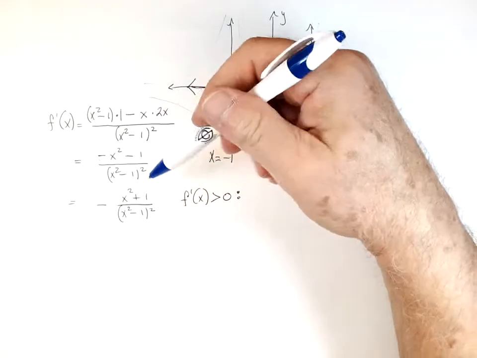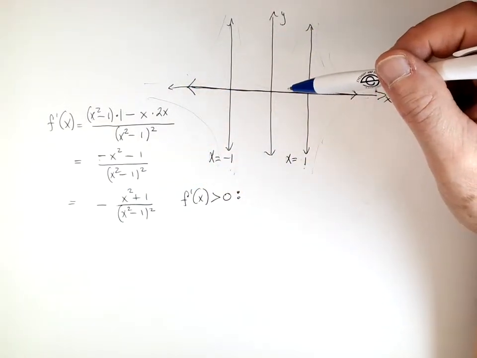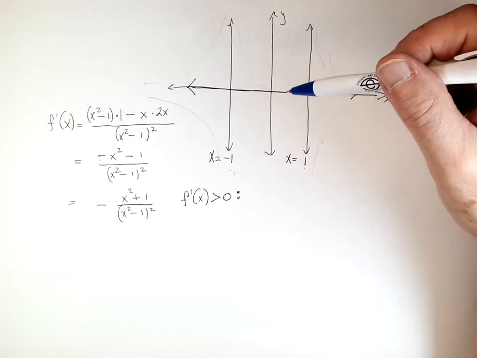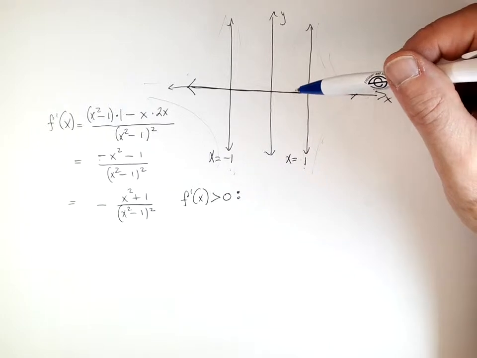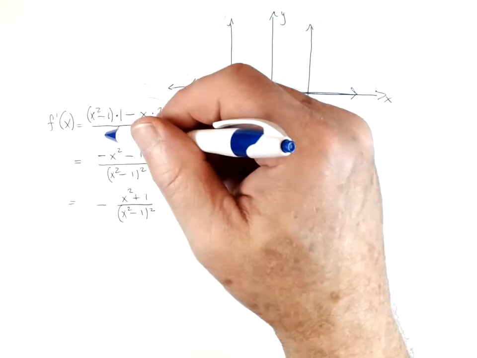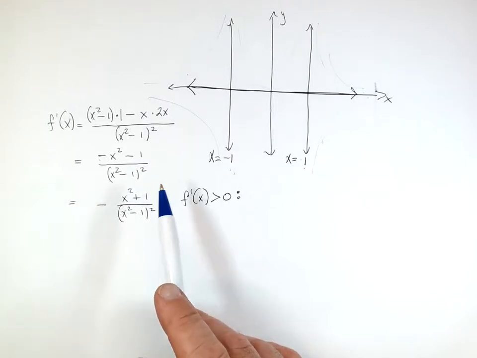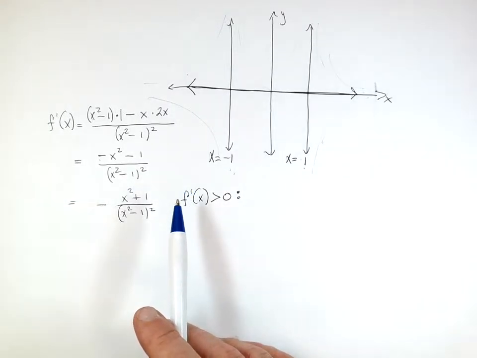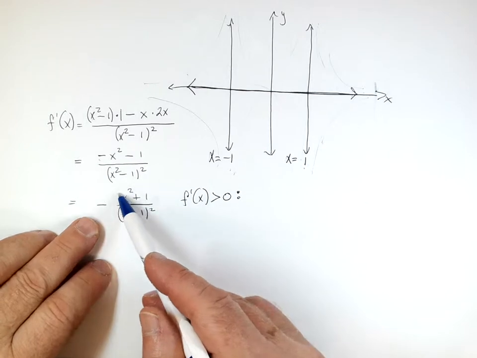Well, let's see. What can you tell me about the numerator? What about x squared plus 1? What do you know about that? It is a parabola. If you were to graph the numerator, x squared plus 1, it'd be a parabola concave up whose vertex is (0, 1). Would it ever get below the x-axis? No, it's always positive. The numerator is always positive.